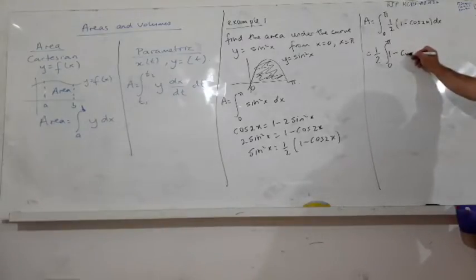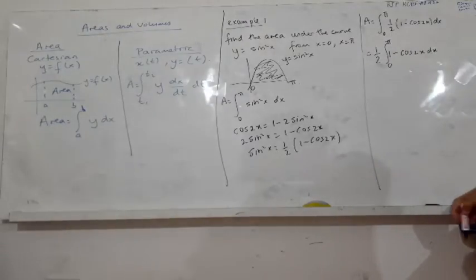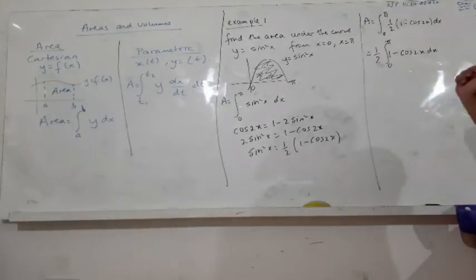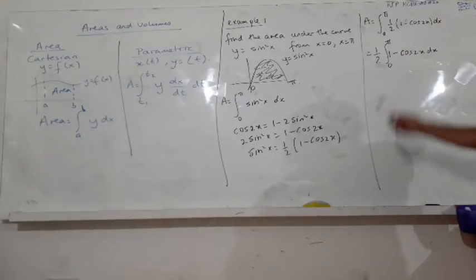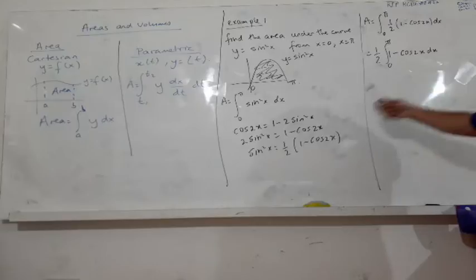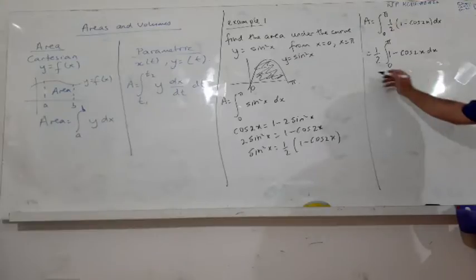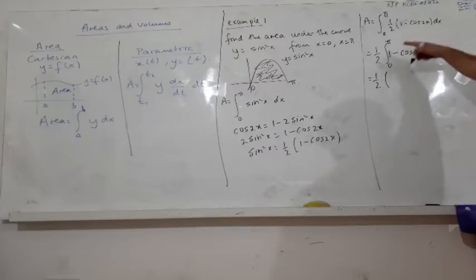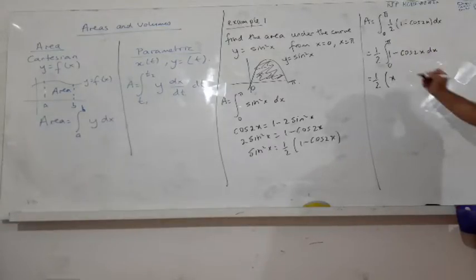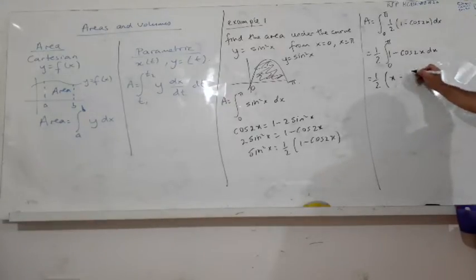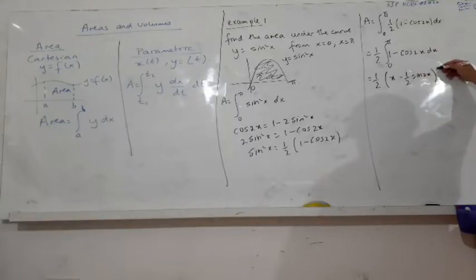Trigonometry is very, very important. You need to remember all the identities coming from trigonometry to have easier integration. You have to remember them so that the integration is possible for you. So 1 over 2. What is integration of 1? It is x. What is integration of cosine 2x? It is 1 over 2 sine 2x, and the boundaries are from 0 to pi.